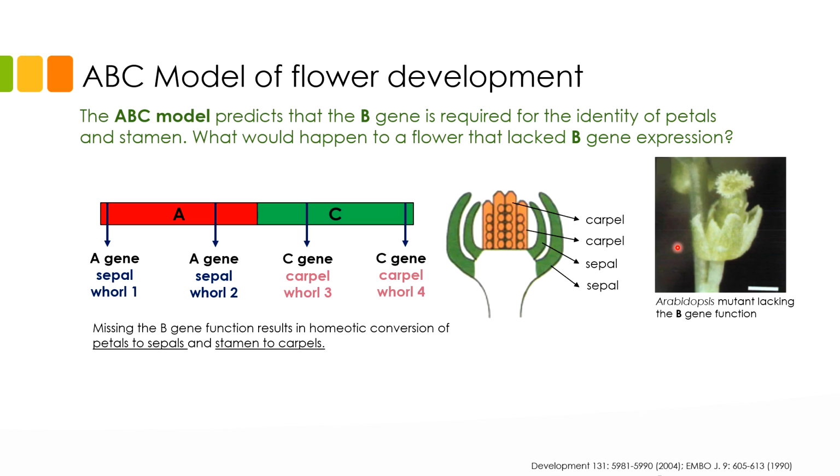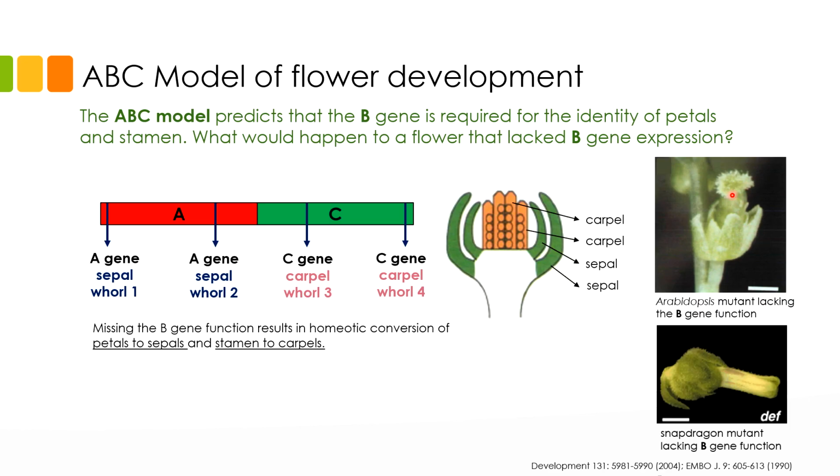This is an actual example of flowers in Arabidopsis lacking the B gene. You can clearly see the presence of the sepals in the outer whorls and then the carpels in the inner whorls. This is another example of a mutant flower lacking the B gene. This is a snapdragon flower. Again, you can only see the whorls of sepals and the whorls of carpel.